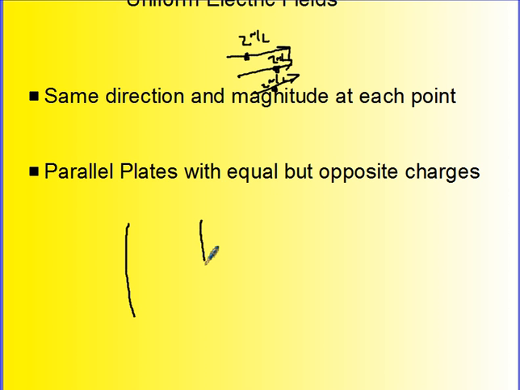Now, a lot of times we talk about parallel plate capacitors. Parallel plate capacitors have a positive side and a negative side, and the plates have equal but opposite charges. So if this one is positive 3 coulombs, this one will be negative 3 coulombs. And we say that this parallel plate is charged to 3 coulombs.